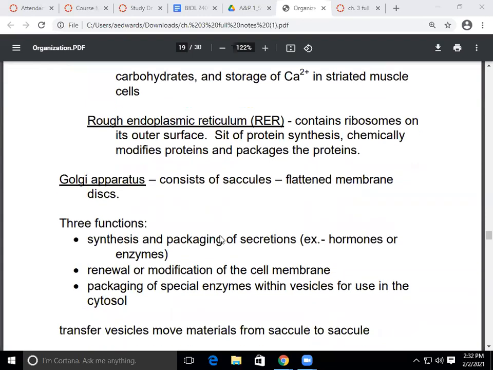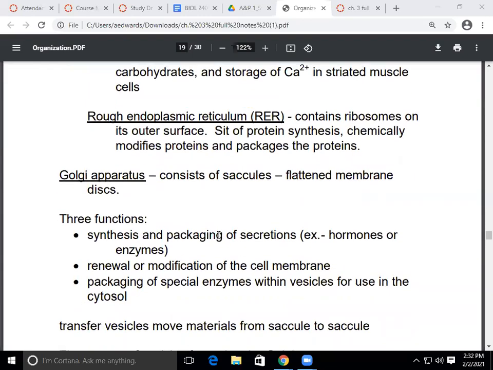Then we have the Golgi apparatus. So the Golgi apparatus is going to consist of saccules, which are essentially membranous discs that are flattened. What does it do? Well, the Golgi apparatus makes and packages different secretions, things like hormones, other enzymes that get released. And that's why they're secretions. Renewing or modifying the cell membrane, and packaging special enzymes, okay, within the vesicles for use in your cytosol.